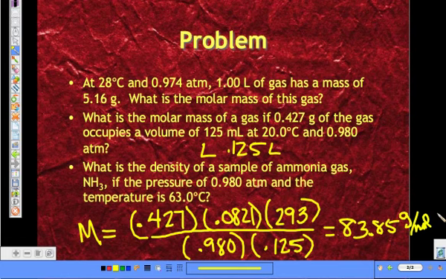Okay, the next one is talking about density. So when you do a density problem, really you can use the PV equals nRT equation. You find moles. You'd have to convert that into grams and then divide by the volume, or we can use our density equation. So let's just do the density equation.